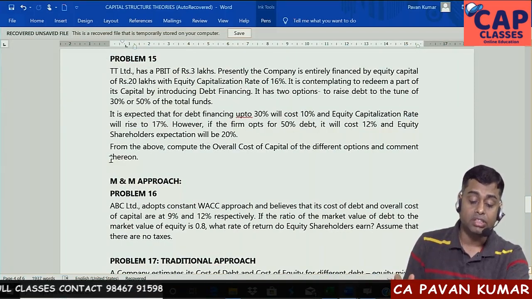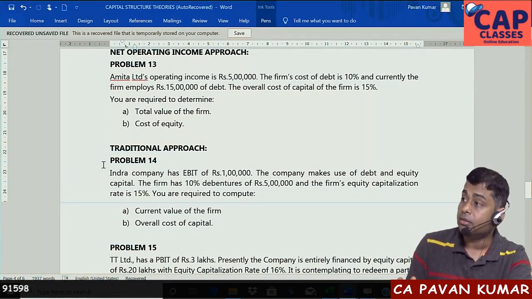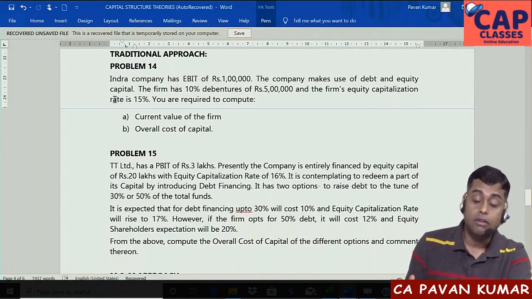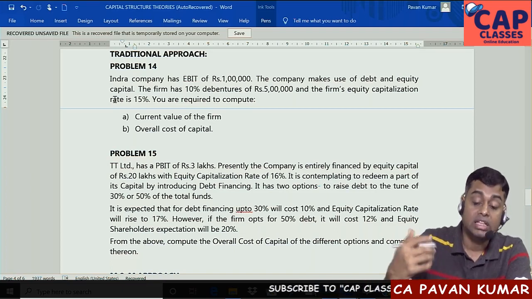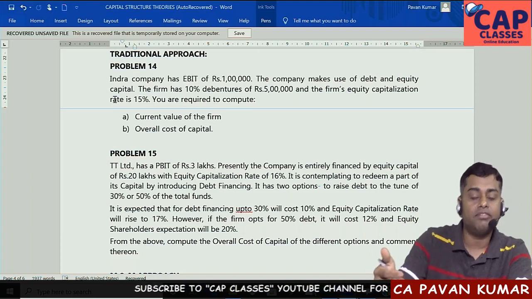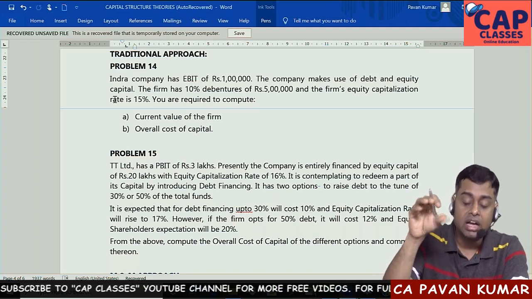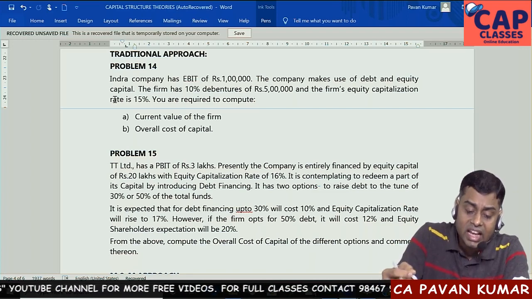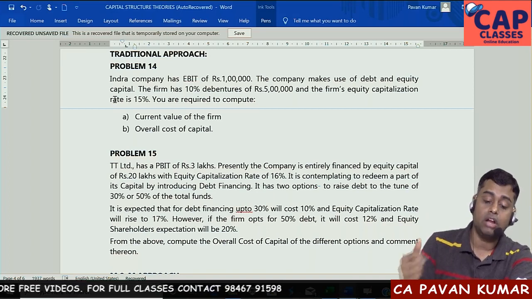So we have 3 questions on traditional approach. Now let us see. We'll start with question number 13. No, 13 is net operating income. We have already completed it. 14. Indra company has EBIT of 1 lakh. The company makes use of debt and equity capital. The firm has 10% debentures of 5 lakhs. So 5 lakhs into 10%, what is your interest payable? 50,000. And the firm's equity capitalization rate is 15%. So KE is given 15%. You are required to compute current value of the firm and overall cost of capital.